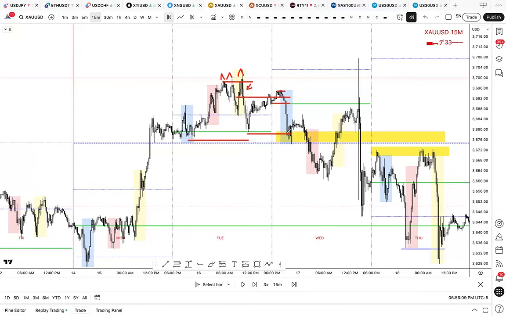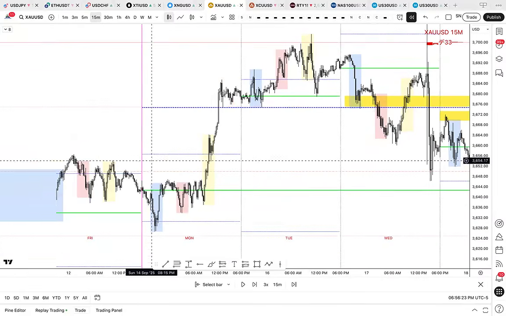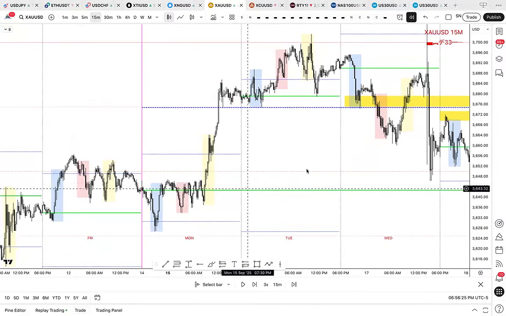Pump, coil and dump template. Asia low, excuse me, London low, New York high, Asia dump, collapse. Let's see, whoops, I have not been checking the box.